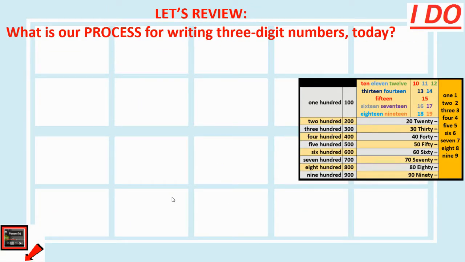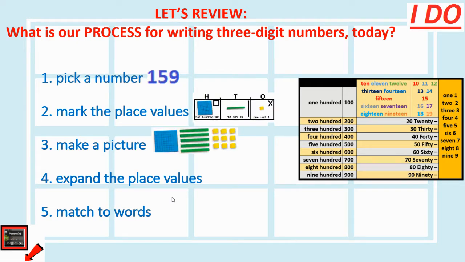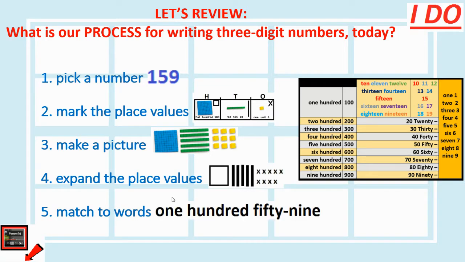All right, so let's review really quickly. What is our process for writing those 3-digit numbers today? We're going to pick a number. We're going to mark the place values. We're going to then make a picture, expand those place values, and then match them to words. The new part for today is we're adding the hundreds, flats, and the word 100 to it, okay?